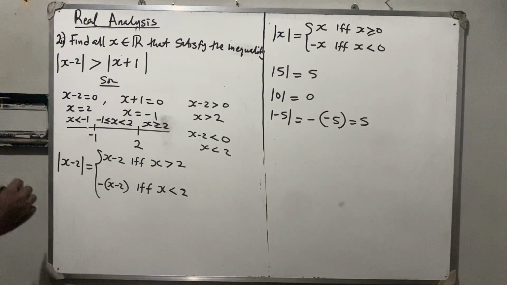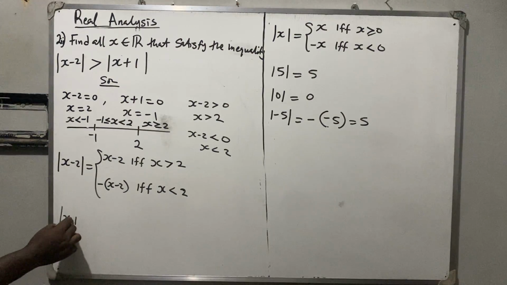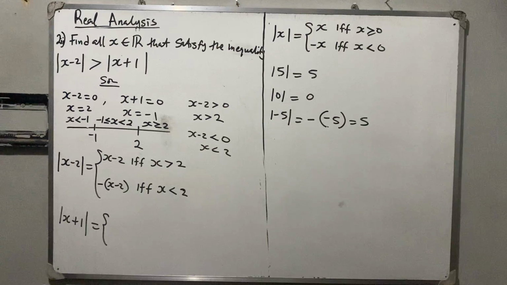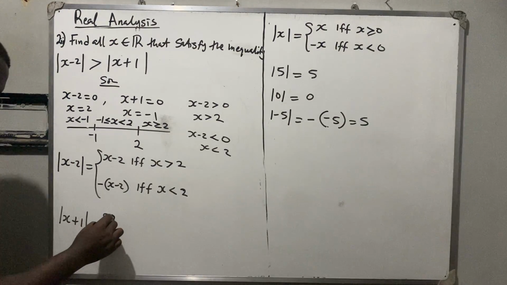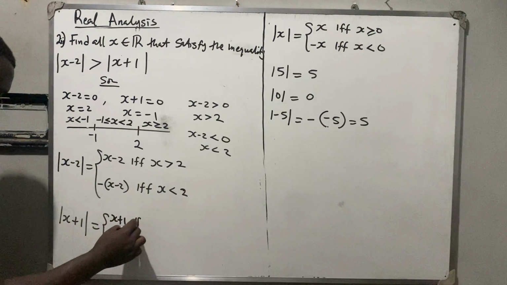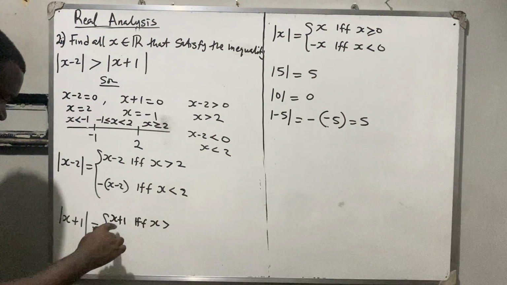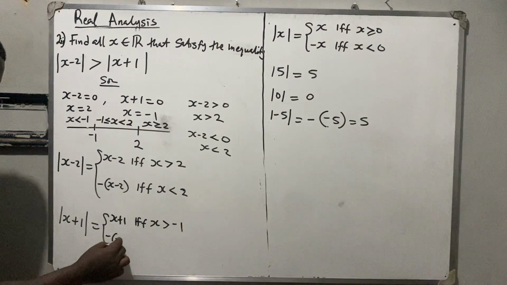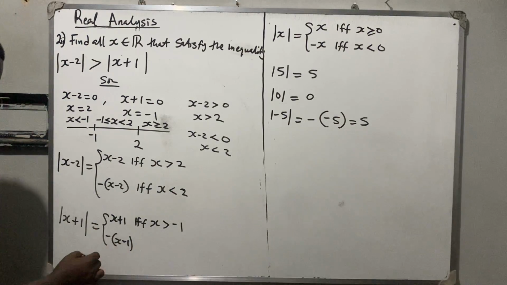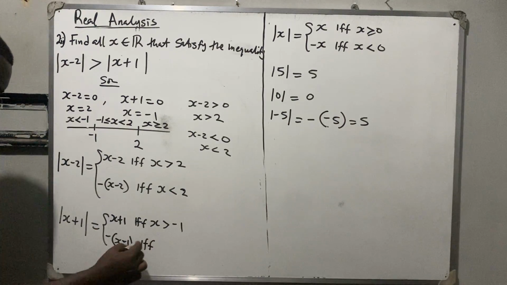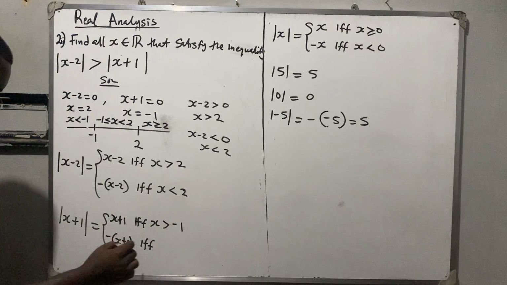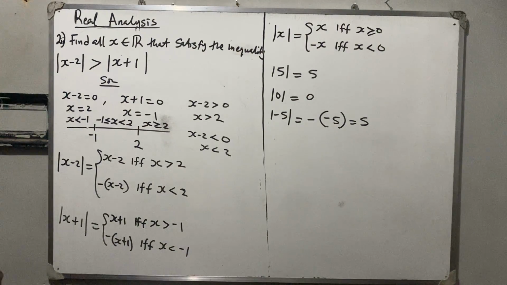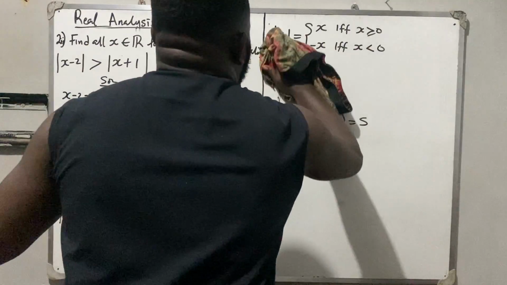Now for this one, the absolute value of x plus 1 is going to be the same thing. It's going to be itself, which is x plus 1, if and only if x is greater than, this one moving here, minus 1. But it's going to be negative of itself if and only if x is less than minus 1. So having known this now, it will help us to solve our distance.